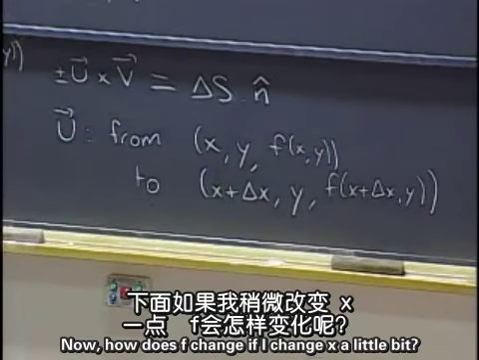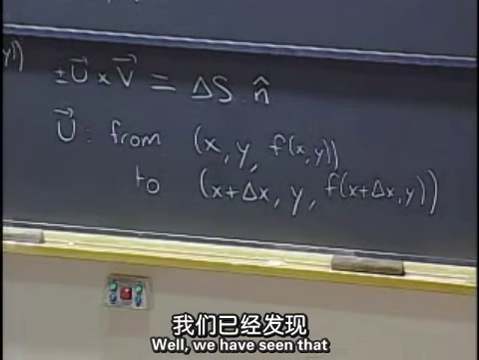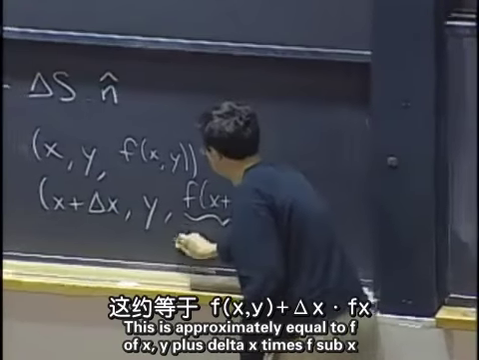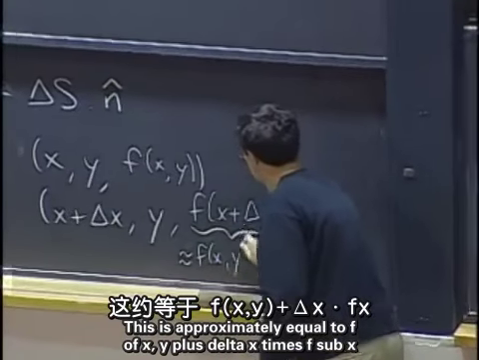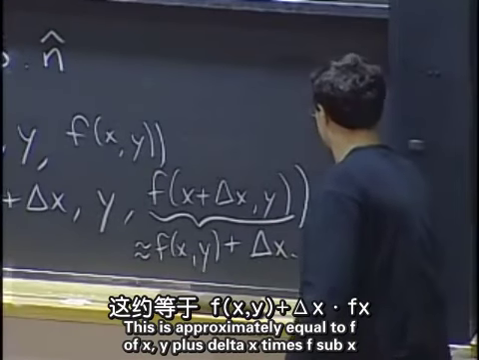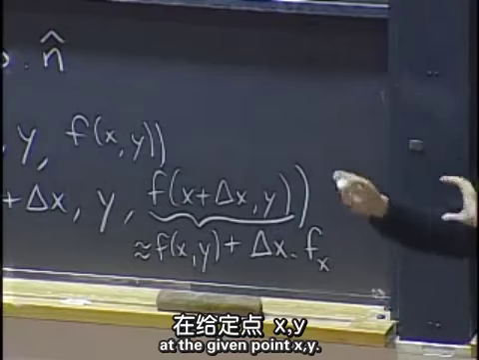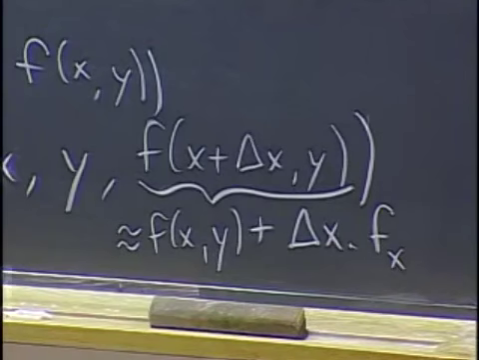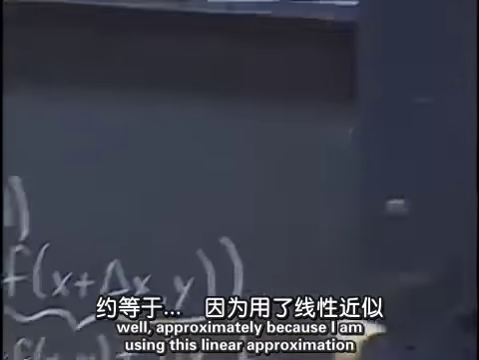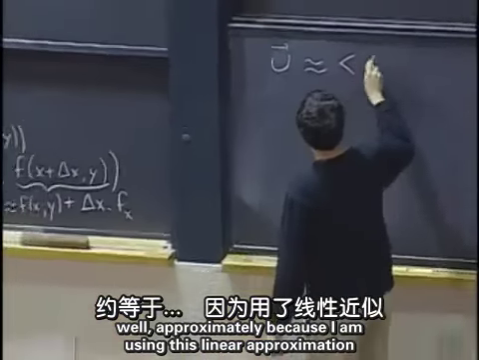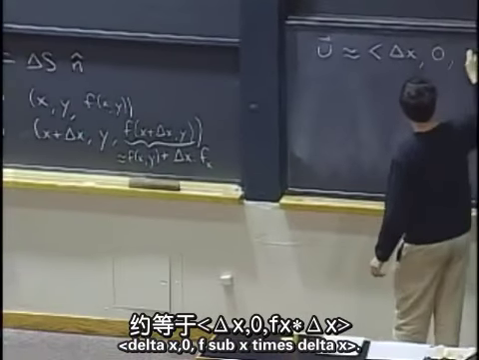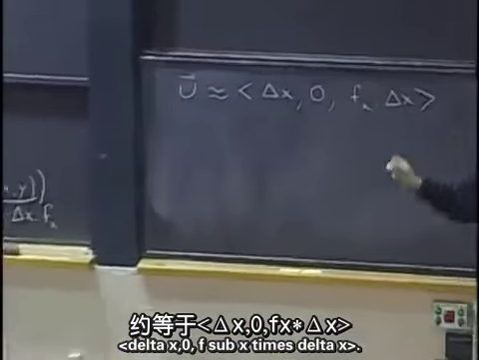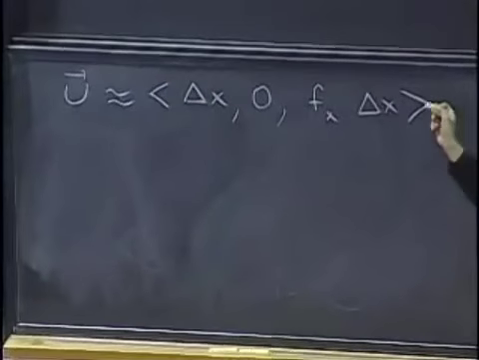Now, how does f change if I change x a little bit? Well, we've seen that it's given by the partial derivative f sub x. So this is approximately equal to f of x, y plus delta x times f sub x at the given point x, y. I'm not going to add it because the notation is already long enough. So that means my vector u is approximately, because I'm using this linear approximation, delta x, 0, and f sub x times delta x. Is that okay with everyone? Good.